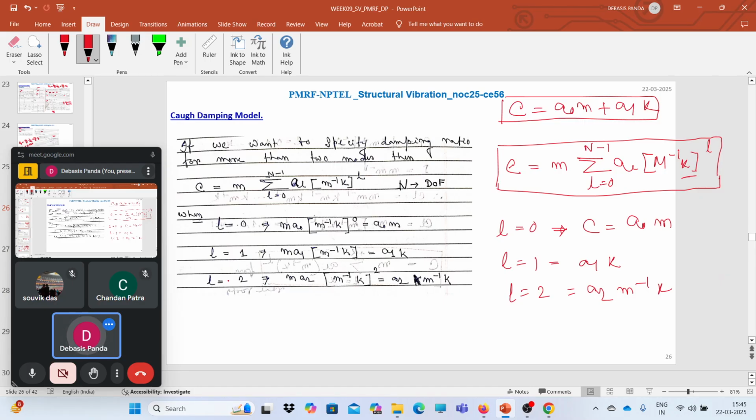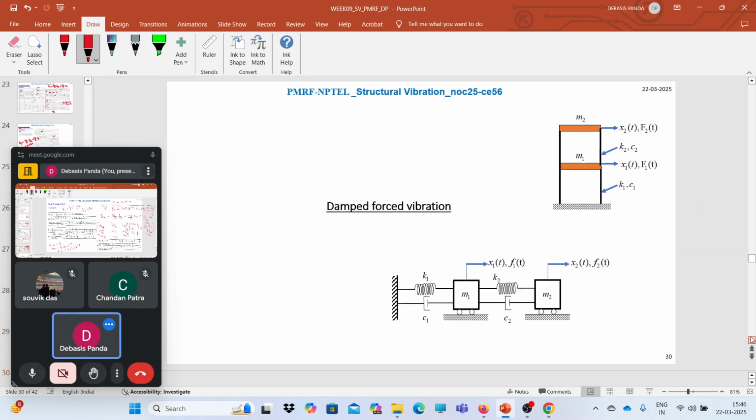If we consider that L is equal to 2, it comes as A2 M inverse K, right? Okay. So by this way, we can use the damping model. So we will code one MDOF system and use that Rayleigh damping or Caughey damping model to calculate the modal damping ratios, and we will solve the system. So we will do that exercise in few minutes.